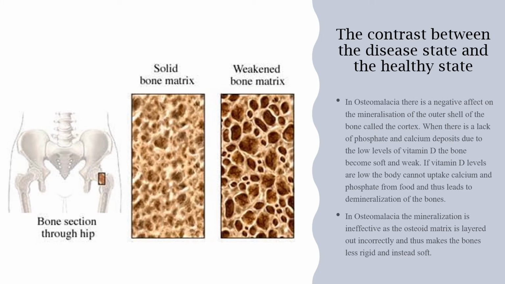The contrast between the disease state and the healthy state. In the disease state, there is a negative effect on mineralization of the outer shell of the bone called the cortex, where there is a lack of phosphate and calcium deposits due to the low levels of vitamin D. The bone becomes soft and weak. If vitamin D levels are low, the body cannot uptake calcium and phosphate from food and thus leads to demineralization of the bones. In osteomalacia, the mineralization is ineffective as the osteoid matrix is laid out incorrectly and thus makes the bone less rigid and instead soft.